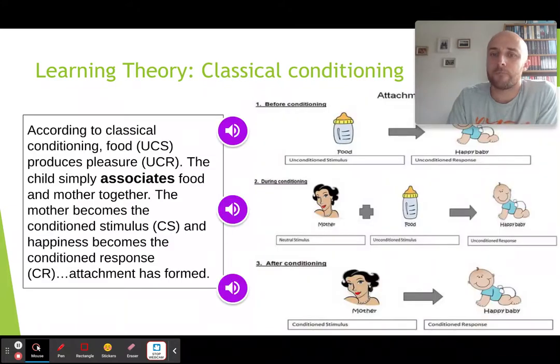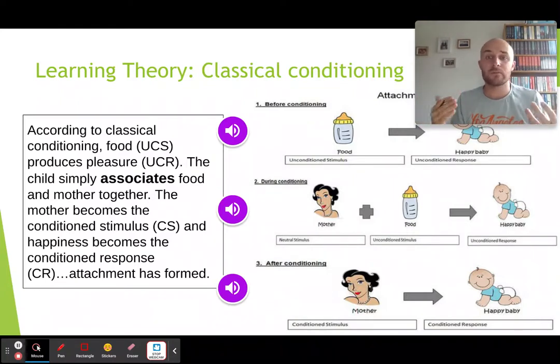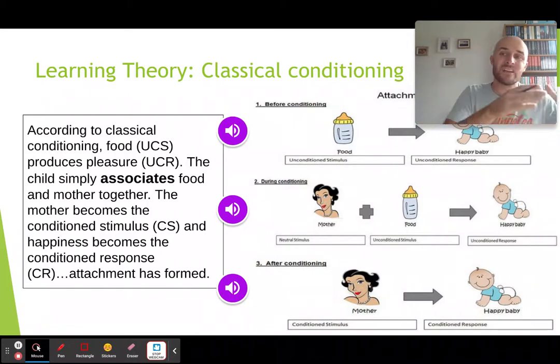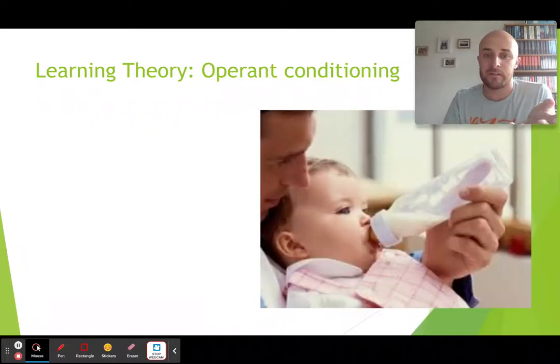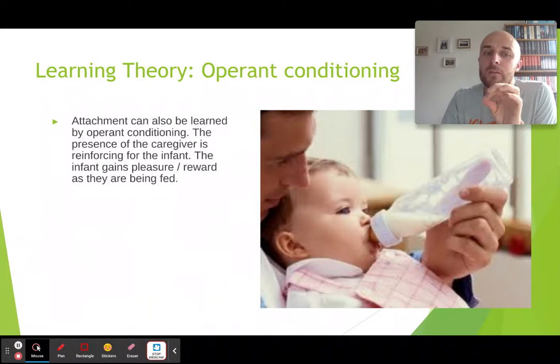Everything we've covered so far is just the classical conditioning part. This is really important. Learning theory has 2 parts to it, operant and classical conditioning. You need to be able to talk about both in the context of attachment. What we've covered here is classical conditioning, how you associate people with pleasure. But it can also be learnt through operant conditioning. The presence of the caregiver is reinforcing. The infant gains pleasure or reward as they are being fed. So it's all about that pleasure, that reward, and that punishment as well.